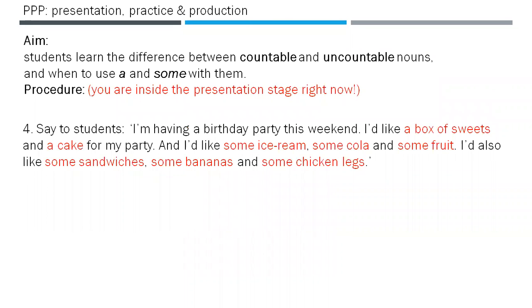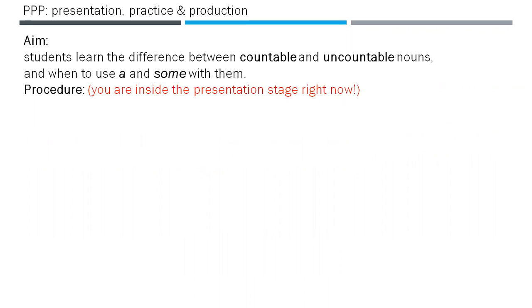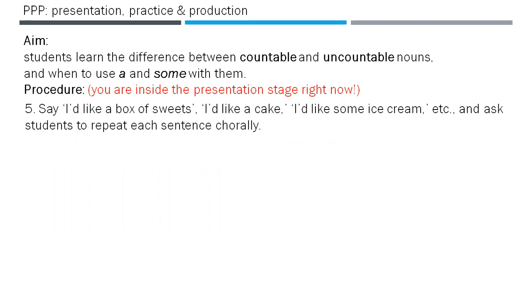Okay, let's pay attention. I have highlighted in red the key features, the language that is interesting for you and for your students in this lesson. So, a box of sweets, a cake, some ice cream, some cola, some fruit, some sandwiches, some bananas, and some chicken legs. Okay, so next step. Say, I'd like a box of sweets. I'd like a cake. I'd like some ice cream, etc. And ask your students to repeat each sentence chorally.